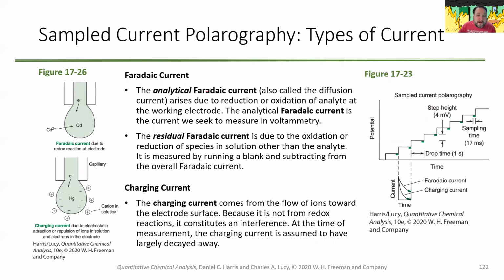The analytical faradaic current, also called the diffusion current, arises due to the reduction or oxidation of the analyte on the working electrode. And the analytical faradaic current is the current we seek to measure in our voltammetry. We have this residual current that's due to the oxidation or reduction of species in solution other than the analyte. So that's kind of our chemical interference. Our charging current comes from the flow of ions towards the electrode surface, because remember, we've got to maintain charge balance. Because it's not from redox reactions, it's going to be an interference as well.